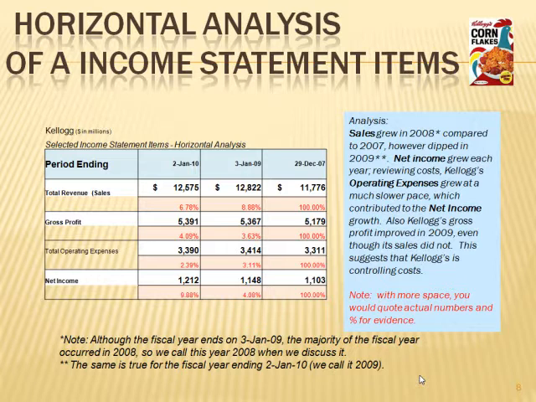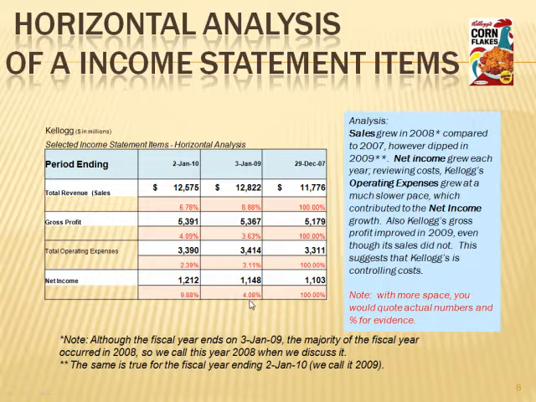If I had this data in front of me, I would say sales grew in 2008 compared to 2007. However, they dipped in 2009. Now, with more space, you would quote actual numbers and percentages to just strengthen your argument. So you might say sales grew in 2008 to 12,822 compared to 2007, 11,776, comma, this is a growth of 8.88%.